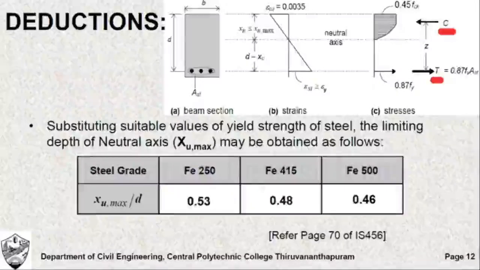To determine the force, we know stress should be multiplied by the cross-sectional area. So let us first find the force acting at the level of steel, that is the tensile force represented as T, equal to stress into cross-sectional area. Stress, we know, is 0.87 fy, into what is the cross-sectional area of steel? It is represented as Ast. So 0.87 fy into Ast gives the tensile force that acts at the level of steel. Now we need to determine the compressive force which acts at the level of concrete.